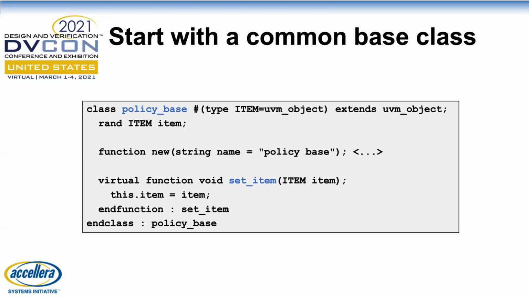We need to start off with a couple of base classes. Shown here is the policy base class. Note the item member of specialized type item. We'll see this used in a later slide. This provides a reference to the object that we are constraining.